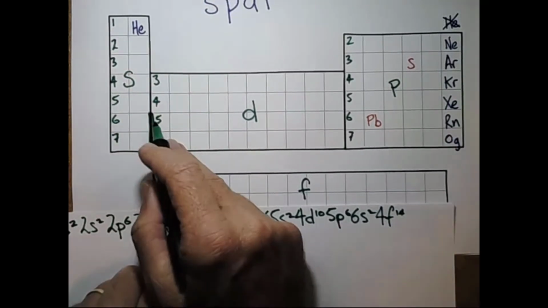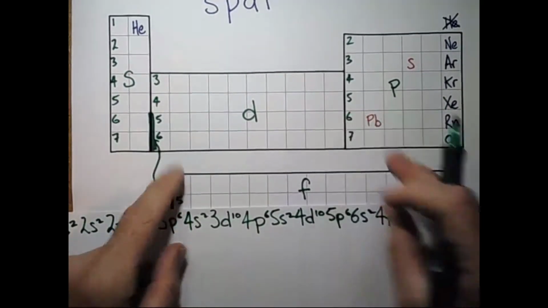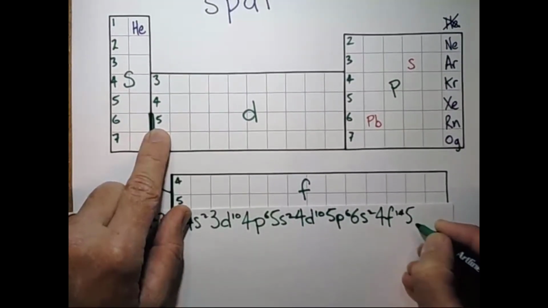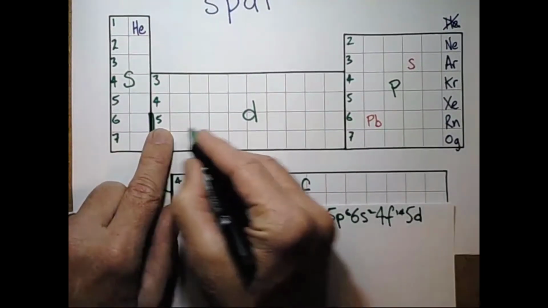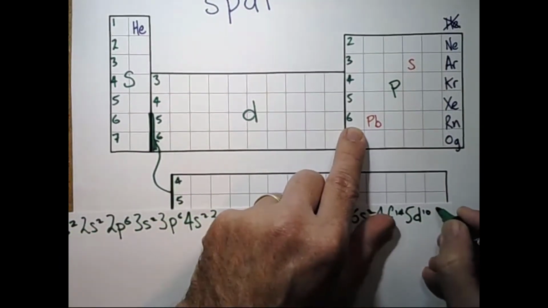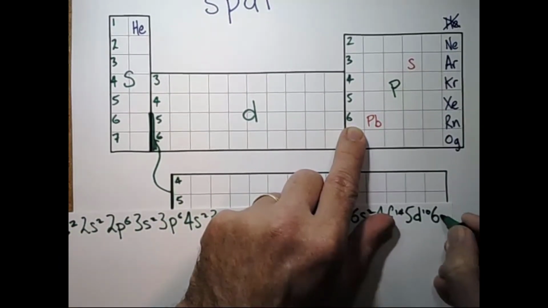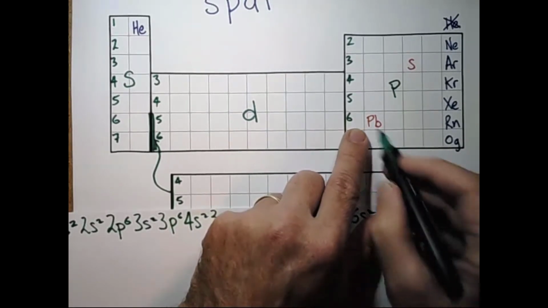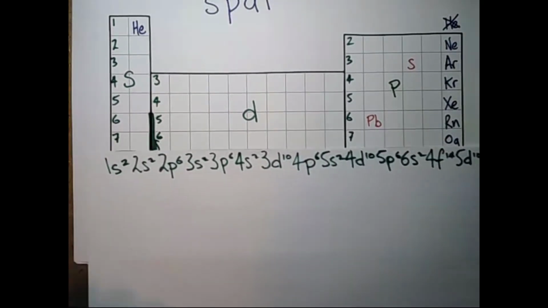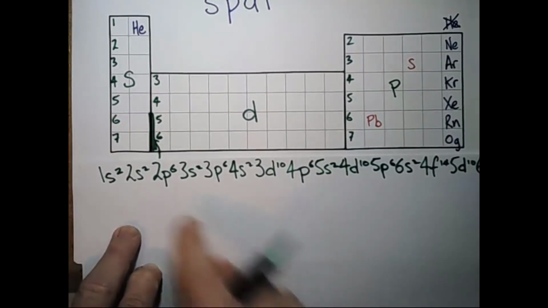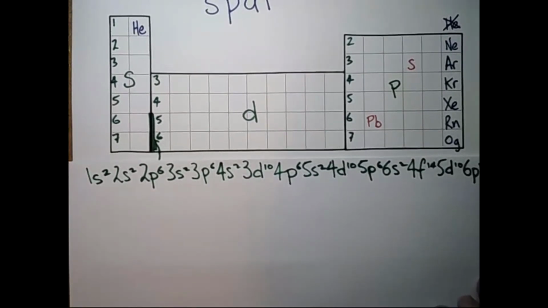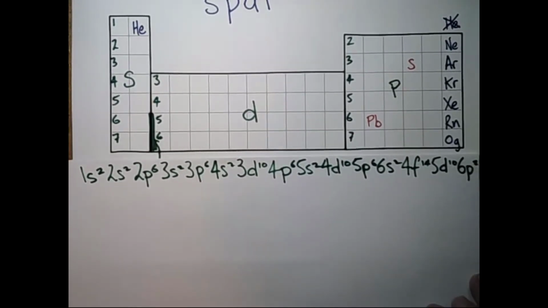Now I come back up to here, going across the table still. Remember, they belong in there. And I've got 5d10. Okay, and now I've got 6p. I've only got 2, and that is my full electron configuration there. That's my full electron configuration across there. Hopefully that fits on the camera for lead.